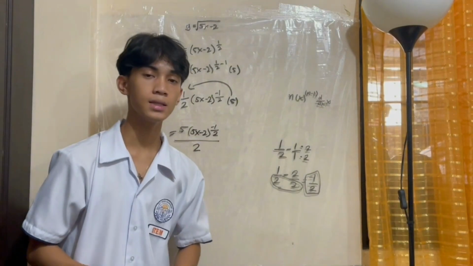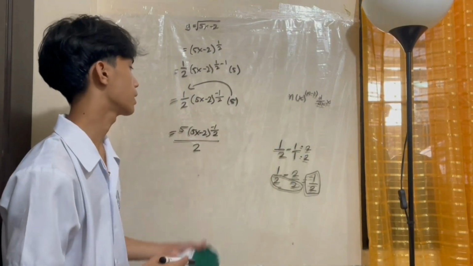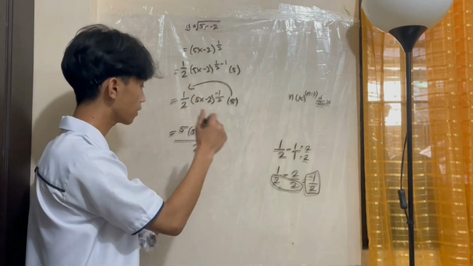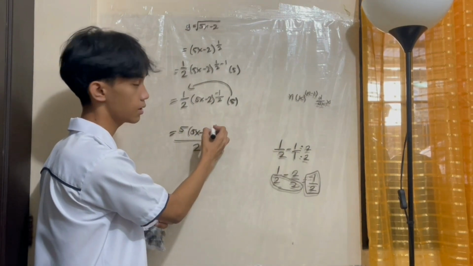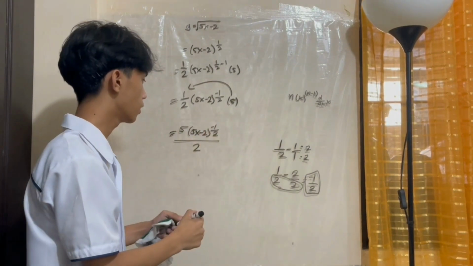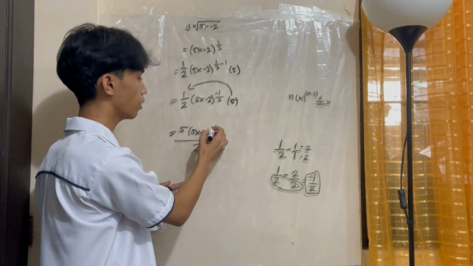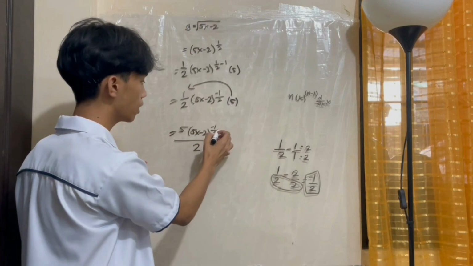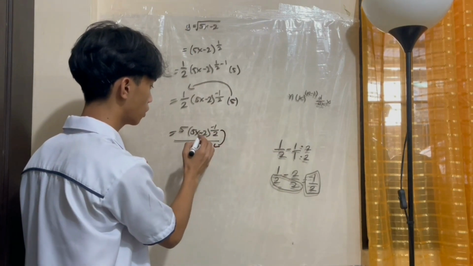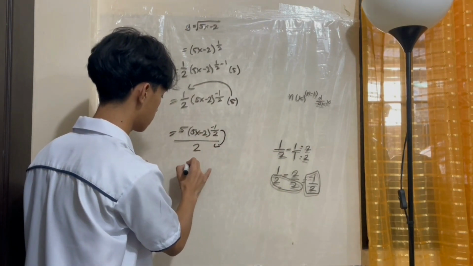Now, this is not yet our final answer because our exponent is on negative sign. So, to convert it into a positive sign, we just need to bring it down just like this.